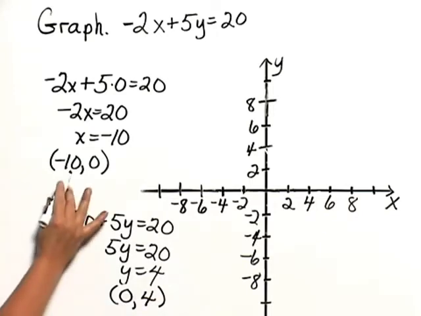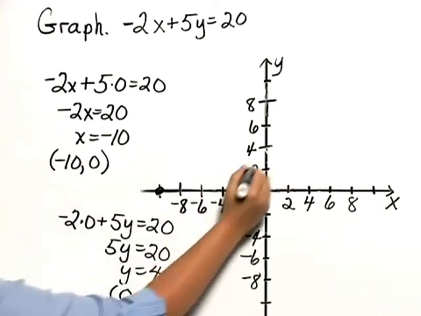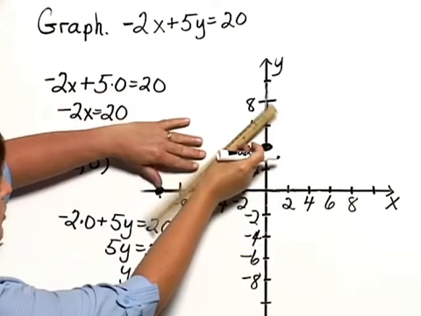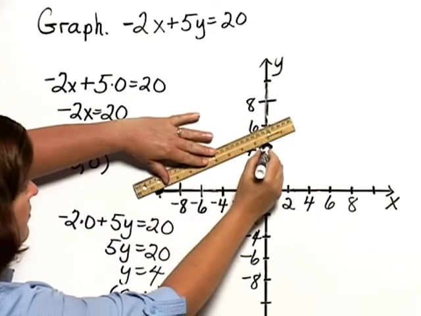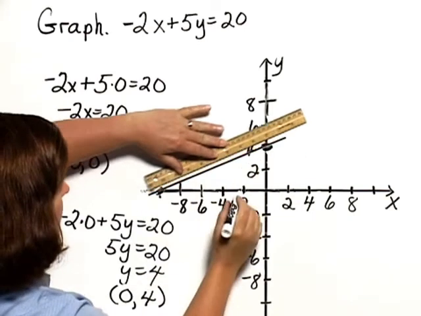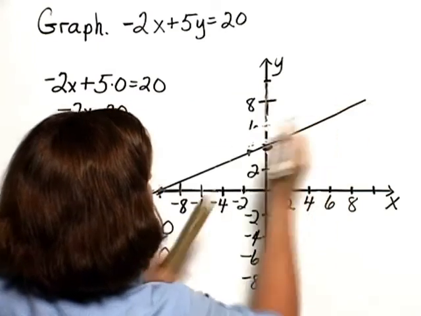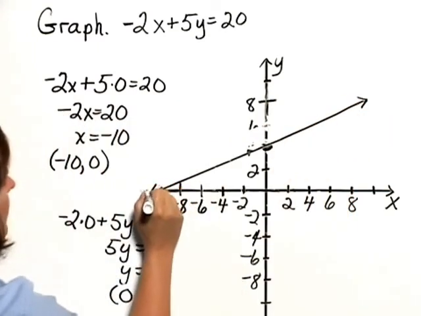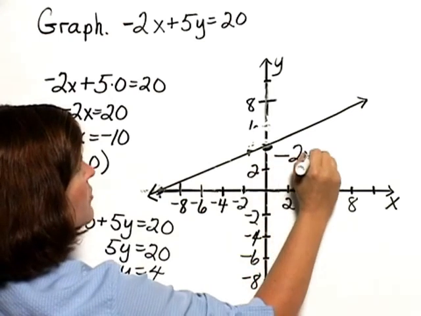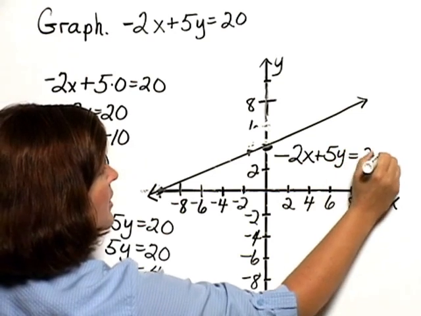So we plot these 2 points, negative 10, 0 and 0, 4, and we draw the line that goes through those 2 points. And using a straight edge will give us a nice straight line. And when we're done drawing the line, the last step is to label it. That is the graph of negative 2x plus 5y equals 20.